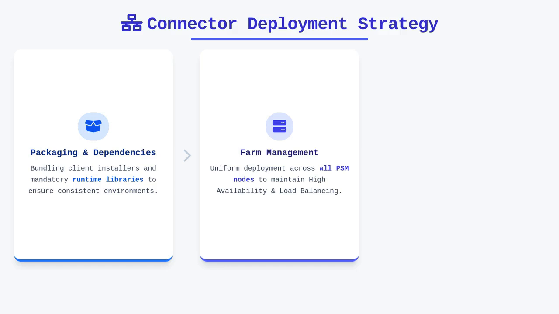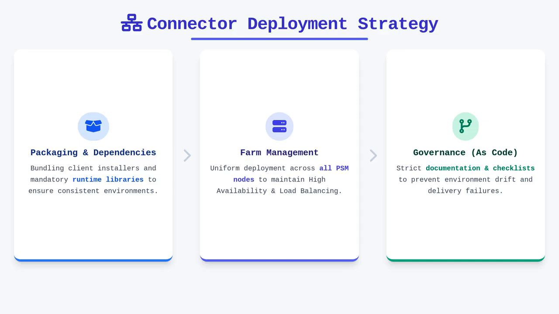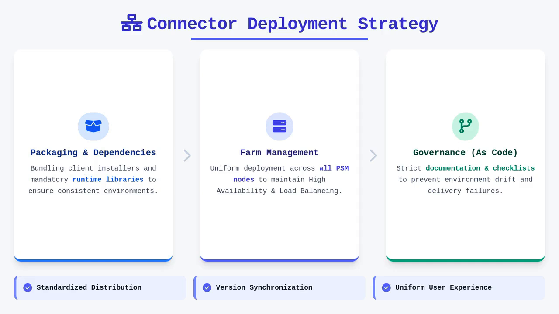Configuration management here is paramount, as any discrepancy in the installation path or dependency version will lead to delivery issues and failed connections. We must treat these components as code, ensuring that we document the architecture, specific operational requirements, and deployment checklist to prevent environment drift. By standardizing the distribution of these components, we ensure that every session manager in our farm provides a uniform experience regardless of which node handles the request.